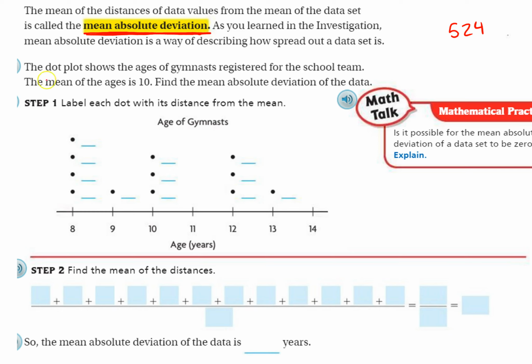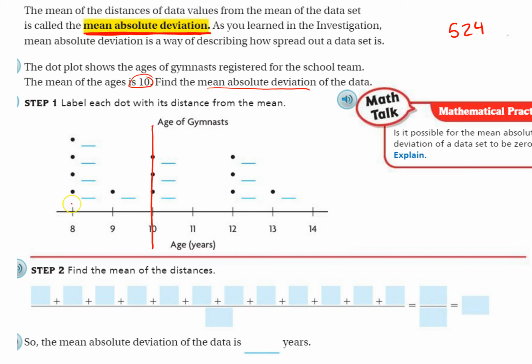Okay. The dot plot shows the ages of gymnasts registered for the school team. The mean of the ages is 10, so the average is 10. So we draw a line through the 10. Find the mean absolute deviation. So I'm going to find how far away each one of these dots is from 10.